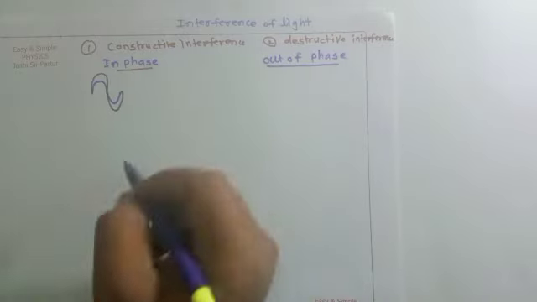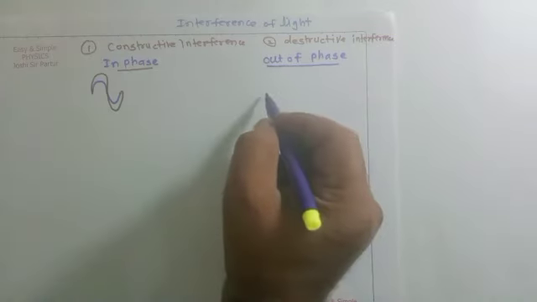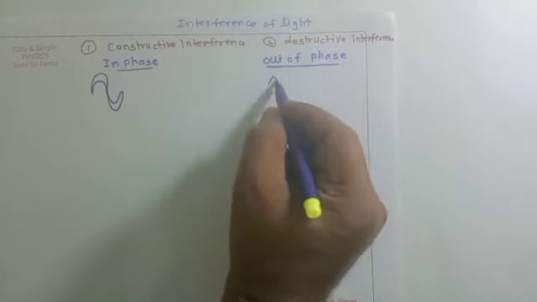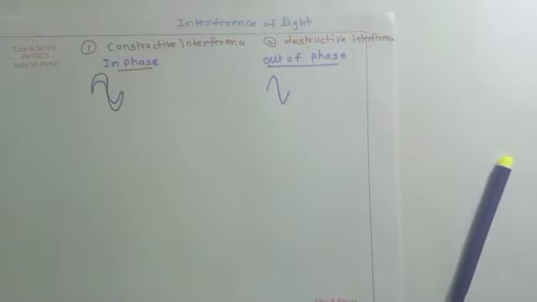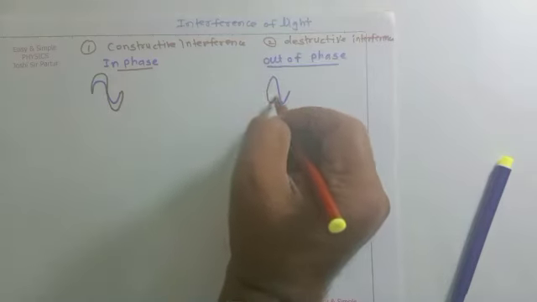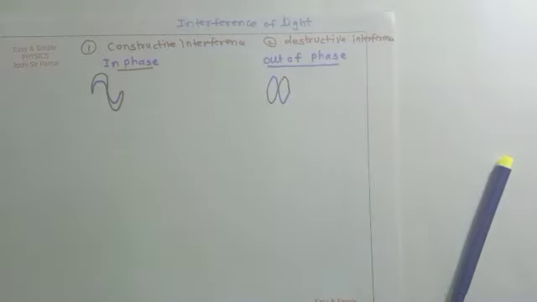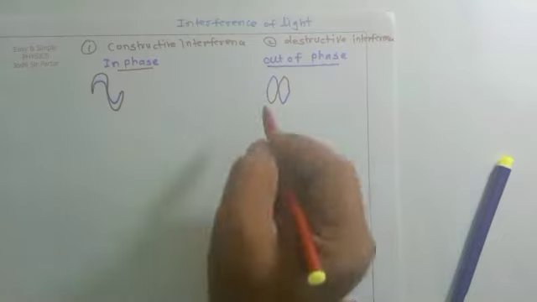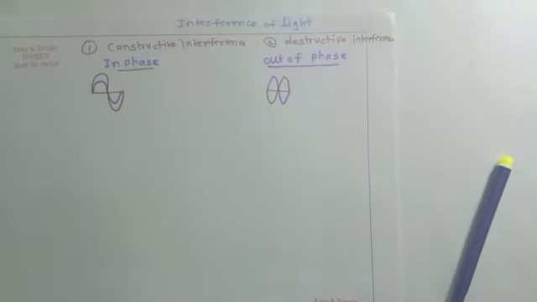Here, when crest of one wave is mixed with trough of another wave, or trough of one wave is mixed with crest of another wave. See here the two amplitudes are there.